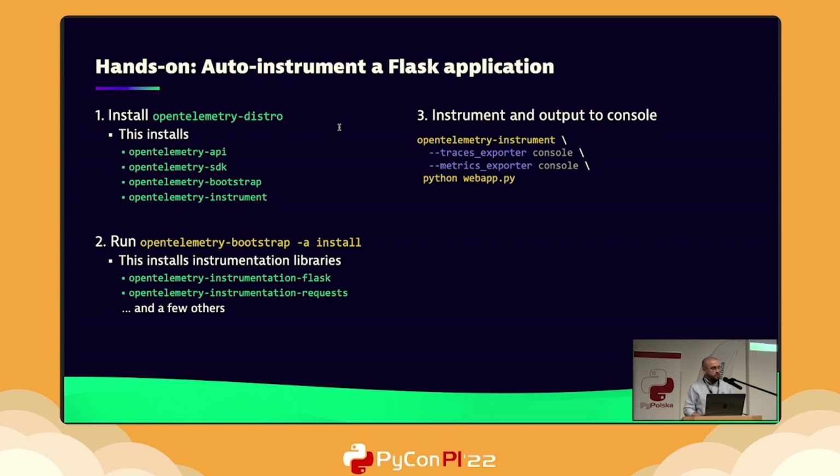So just to recap, in order to do auto-instrumentation with OpenTelemetry, you have to install a set of libraries. They all come with the OpenTelemetry distro, so it's not necessary to install them separately. You can run it using this tool, and you get automatic instrumentation out of the box.